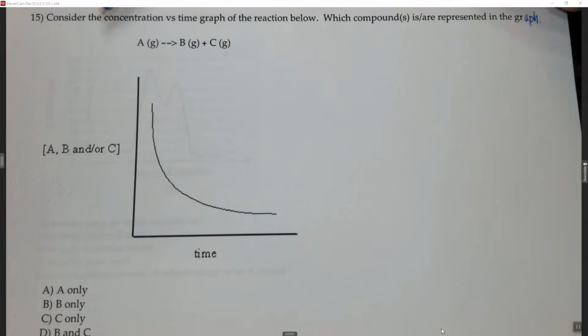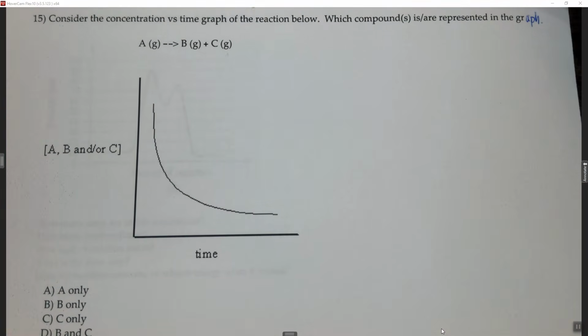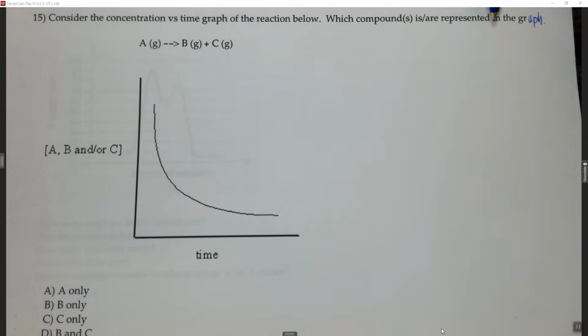All right, number 15 says, consider the concentration versus time graph of the reaction below. Which compounds is/are represented in the graph? I noticed that graph got cut off here. I forgot to type the end of it. I'm not sure, but anyway, I just added the rest with my pen.